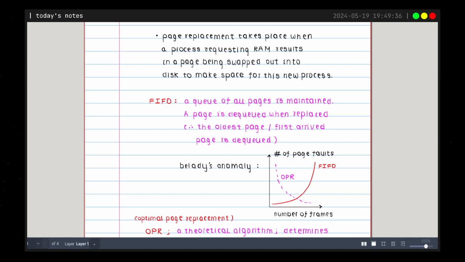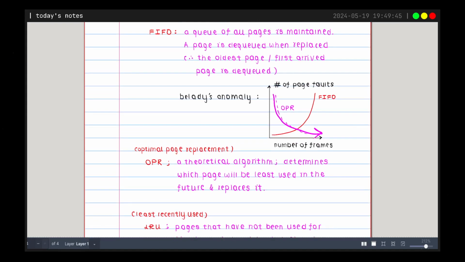Technically, your best case scenario should be an algorithm that reduces the number of page faults as the number of frames increases, and that is what our next algorithm does, called OPR, optimal page replacement. Optimal page replacement is a theoretical algorithm. It cannot be implemented literally. It looks good on paper, but not practically. The way that optimal page replacement works is it determines which page will be least used in the future and replaces it. Unless you have a time machine, this doesn't work. But that's just a theoretical thing.